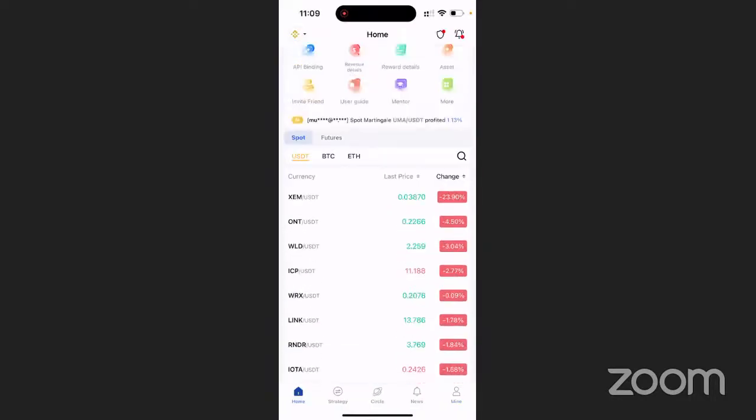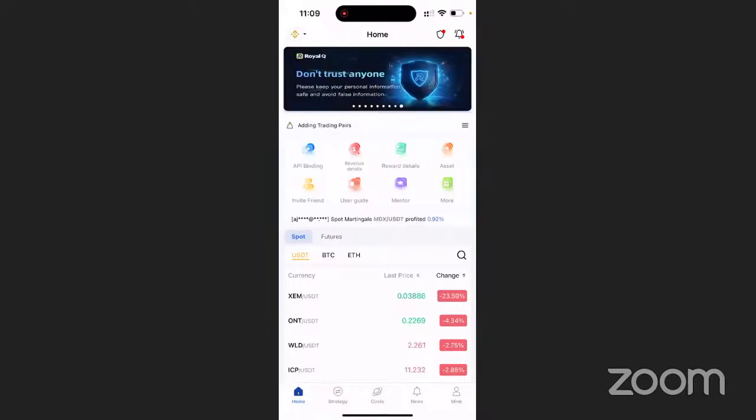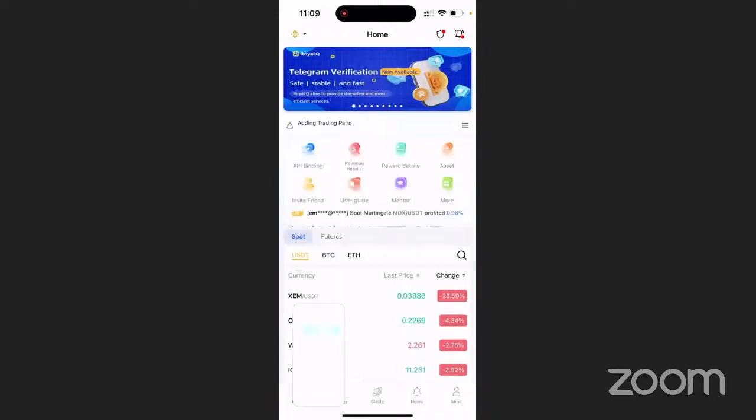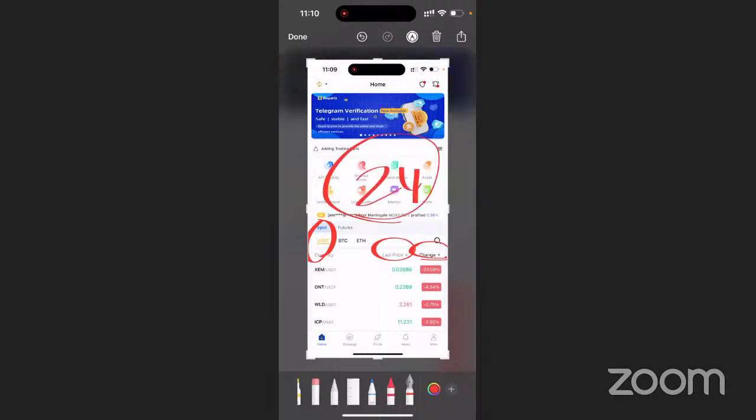One, the first step here is simple. Make sure you see on your Royalq, here, we have the name of the coin. We have the last price, and we have the change percentage. Tap on the change percentage. This means the performance of this coin in the last 24 hours.